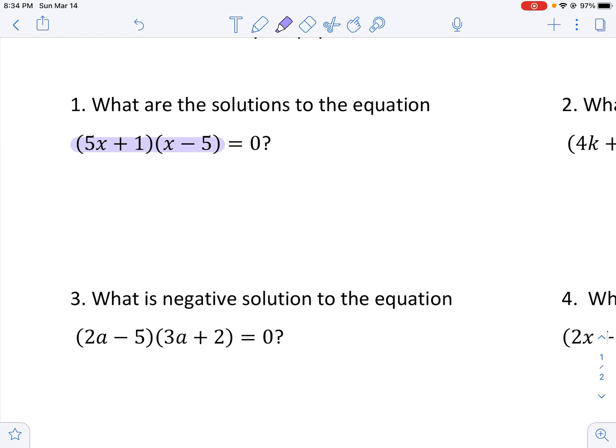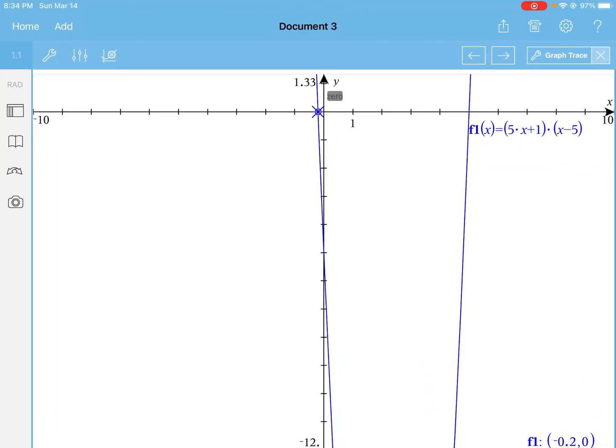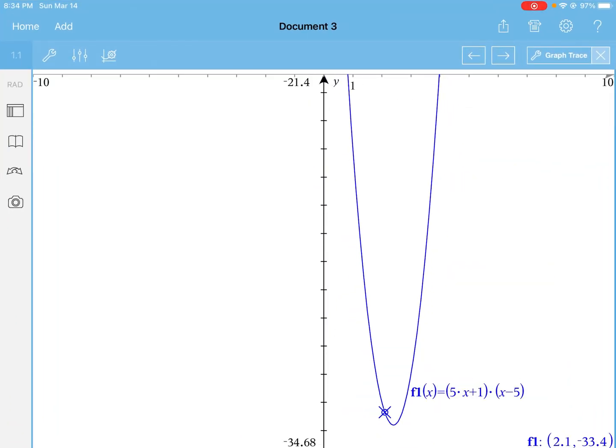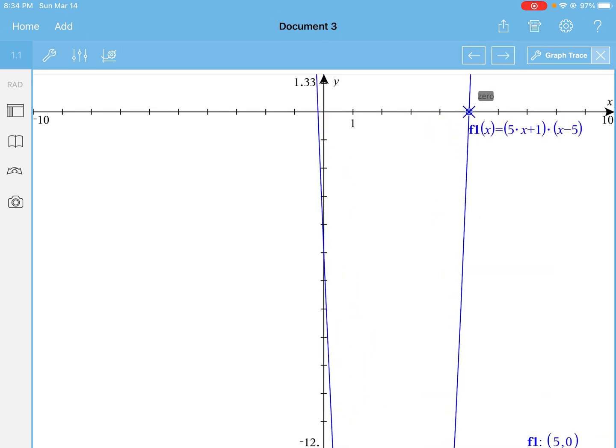So I'm just going to write x equals negative 0.2. And remember, we have to change it to a fraction, but I'll do that at the end. I want to go ahead and find the second zero, x-intercept, root, or solution. So I'm going to hit that side arrow until I get to the other zero, which is right there. It tells me that one is 5.